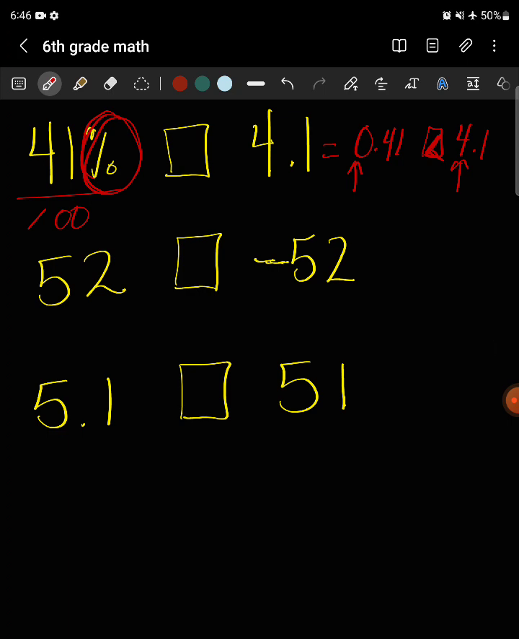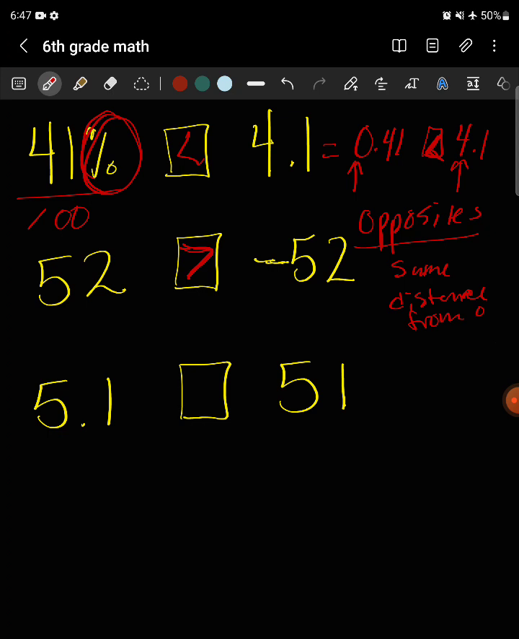My next one, I know that these are opposites because they have the same distance from 0, but I want to know which one is larger. So I have 52 is less than or greater than negative 52. I know that 52 is to the right of the 0, making that larger than negative 52, which is to the left of 0.